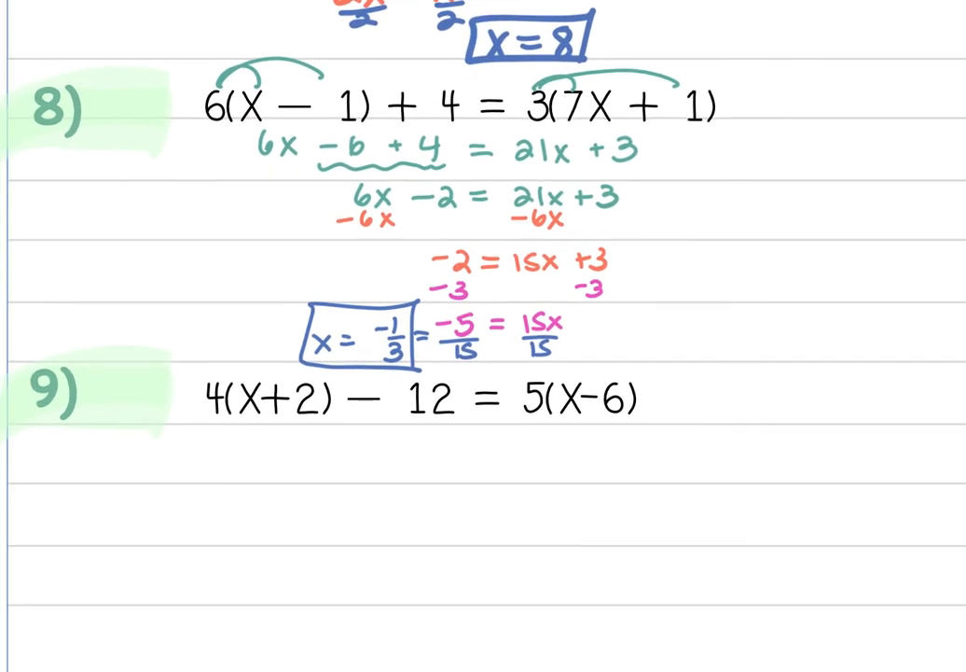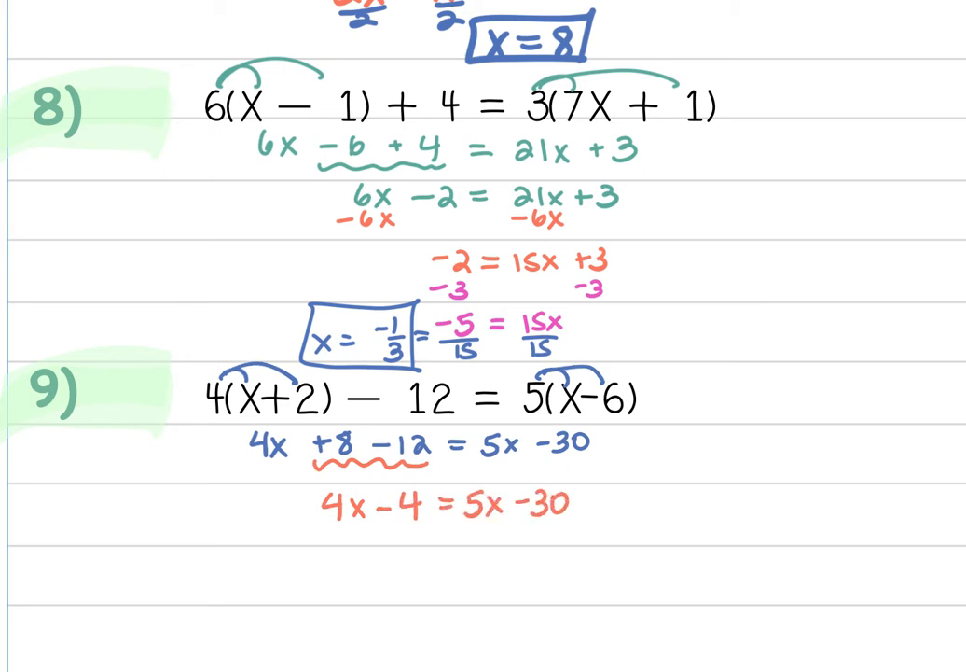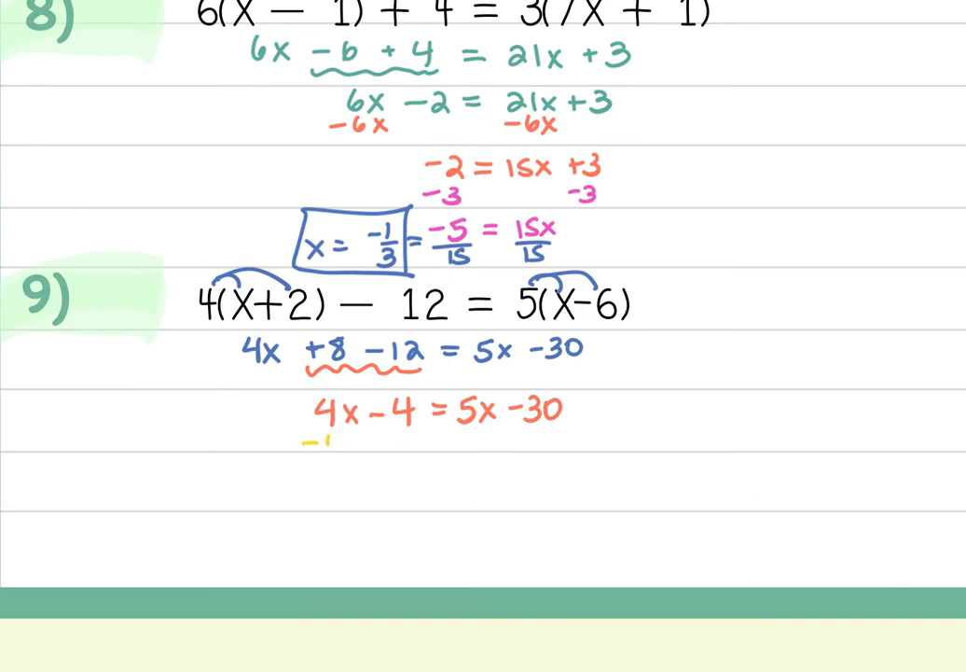All right, go to 9. Distribute again. 4x plus 8 minus 12 equals 5x minus 30. Combine your like terms on this side. So 4x minus 4 equals 5x minus 30. Subtract that 4x from both sides. Add the 30. x equals 26.